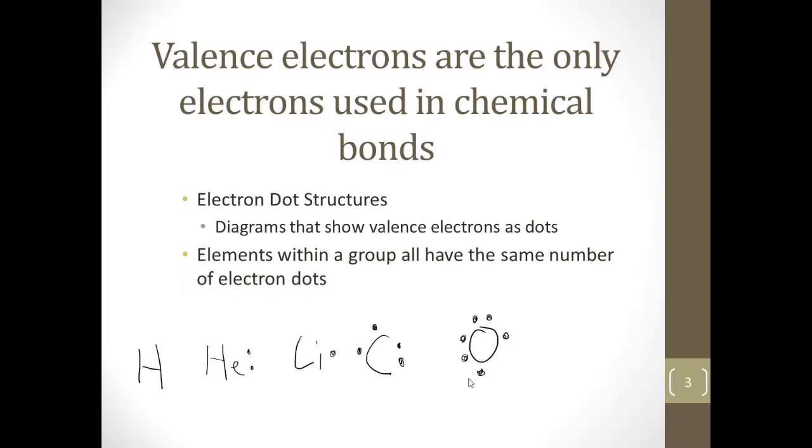Elements within a group all have the same number of electron dots. Since they all have the same number of valence electrons, they all have the same number of electron dots. So beneath oxygen is sulfur. If we count over, sulfur has 2 s's, and then 1, 2, 3, 4 p's, for a total of 1, 2, 3, 4, 5, 6, the same as oxygen.